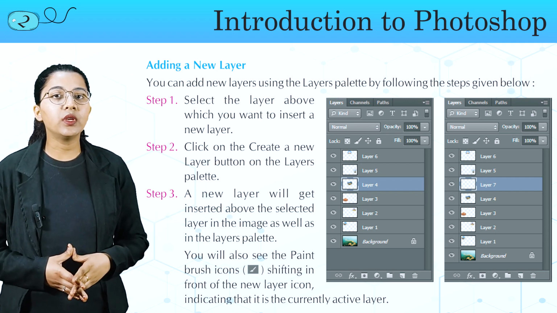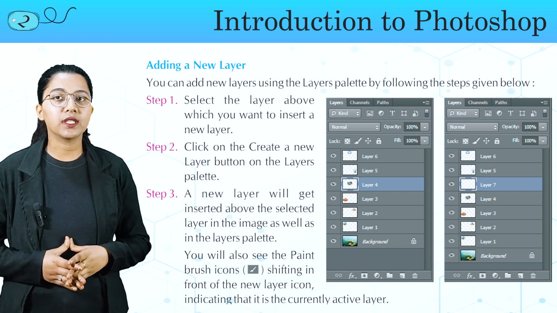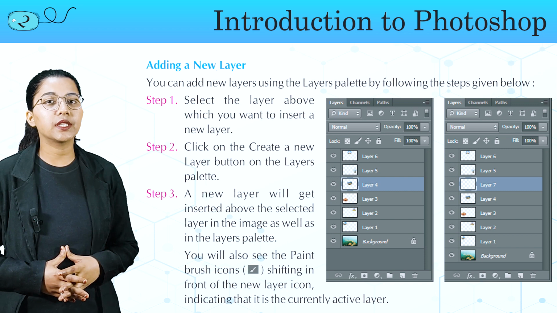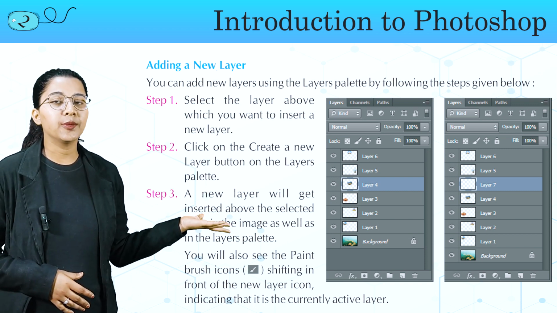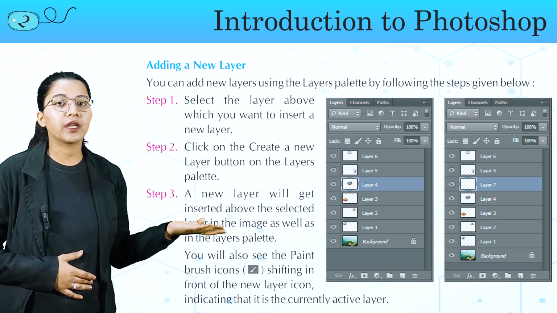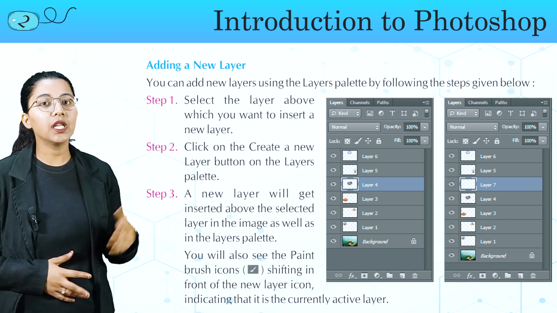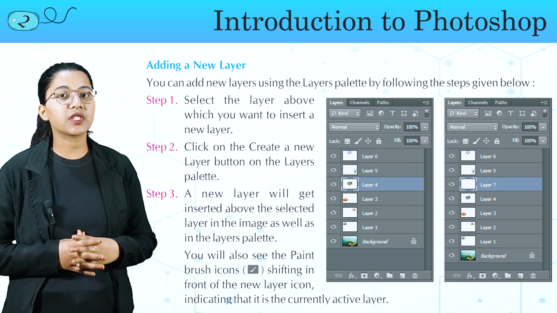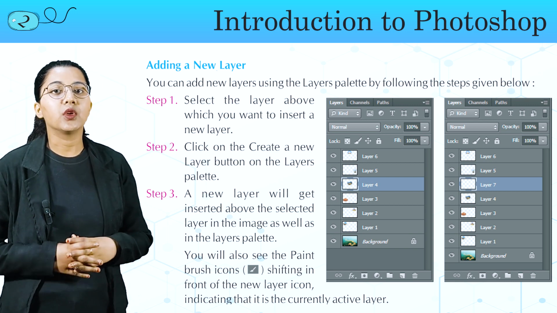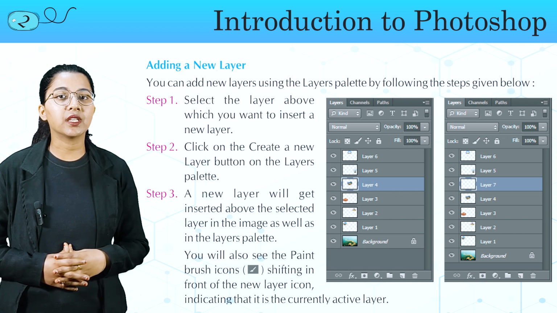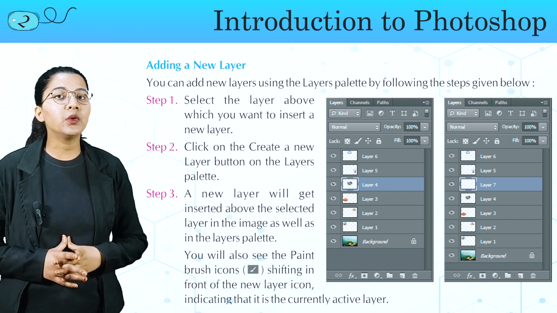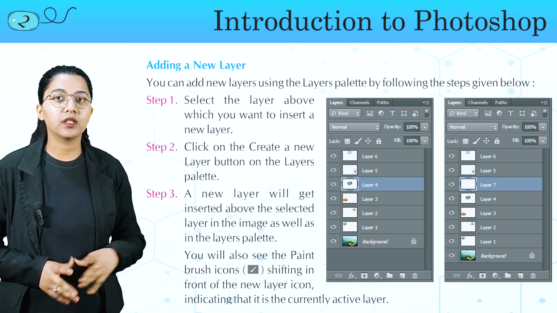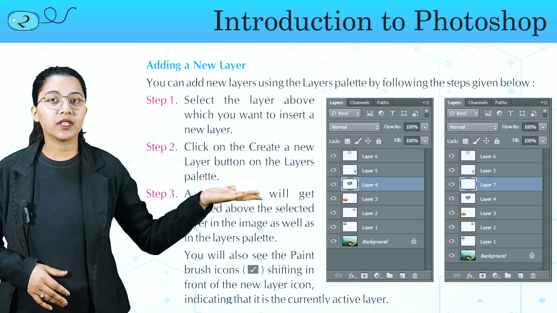You can add a new layer using the layer palette by following the steps given below. First, select the layer above which you want to insert a new layer. Second, click on the Create a New Layer button on the layer palette. Step 3, a new layer will get inserted above the selected layer in the image as well as in the layer palette. You will also see the paintbrush icon shifting in front of the new layer icon, indicating that it is the currently active layer. You can see the interfaces along with the steps.